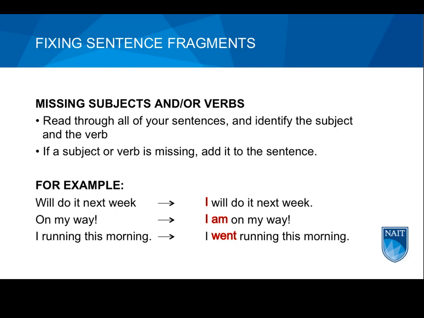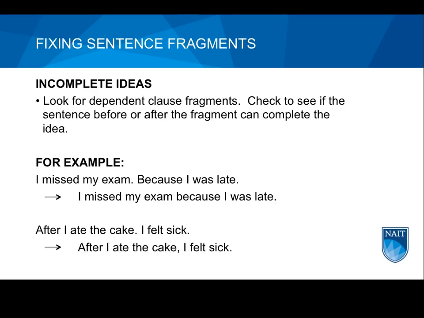In the sentence, I running this morning, we would highlight the subject, I. We could see running. Running, of course, on its own is not a verb. It needs to have a helping verb, like went or was. So we would add that in and we would have a complete sentence. I went running this morning. Fixing sentence fragments that are caused by incomplete ideas is a little trickier. These types of sentence fragments are the most common, especially amongst native speakers.